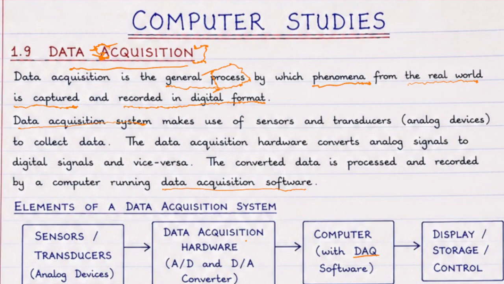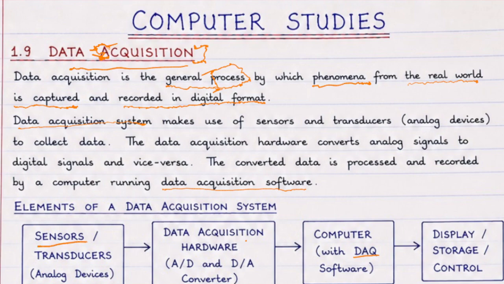You don't read sound like zeros and ones and everything. You only hear sound. So it has to be converted. That process is what data acquisition is all about. So, elements of a data acquisition system. Let us quickly look at the elements of the data acquisition system.